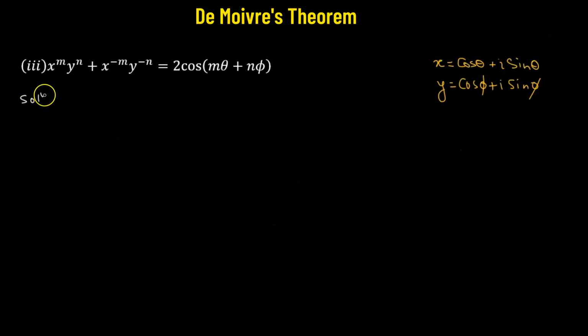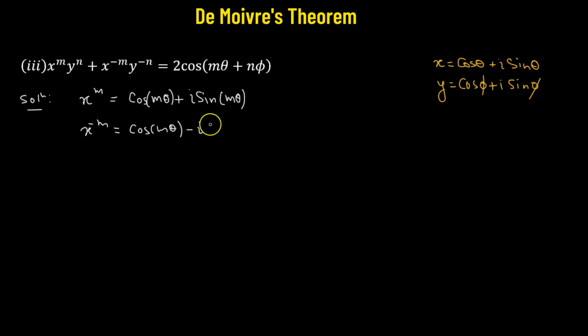So let's begin. First we will compute the value of x raised to the power of m. This will be equal to cosine theta plus iota times sine theta raised to the power of m. So we can straight away use de Moivre's theorem to get cosine of m theta plus iota times sine of m theta. So we have obtained x raised to the power of m. So x raised to the power of negative m will be simply equal to cosine of m theta minus iota times sine of m theta.